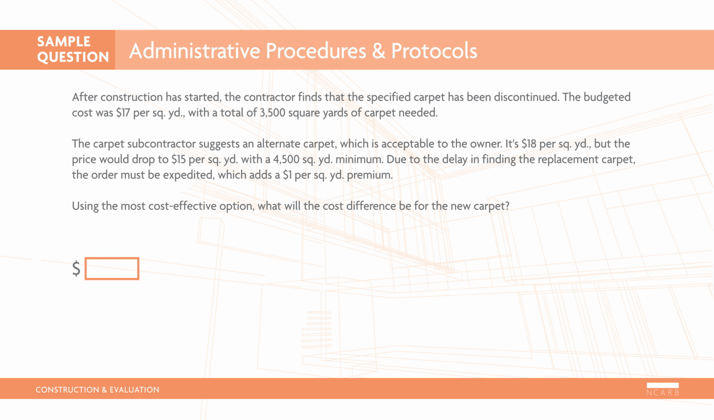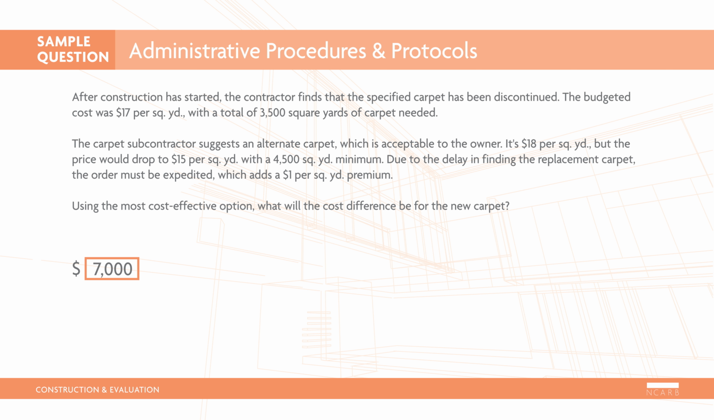After construction has started, the contractor finds that the specified carpet has been discontinued. The budgeted cost was $17 per square yard, with a total of 3,500 square yards of carpet needed. The carpet subcontractor suggests an alternate carpet, which is acceptable to the owner. It's $18 per square yard, but the price would drop to $15 per square yard with a 4,500 square yard minimum. Due to the delay in finding the replacement carpet, the order must be expedited, which adds a $1 per square yard premium. Using the most cost-effective option, what will the cost difference be for the new carpet?